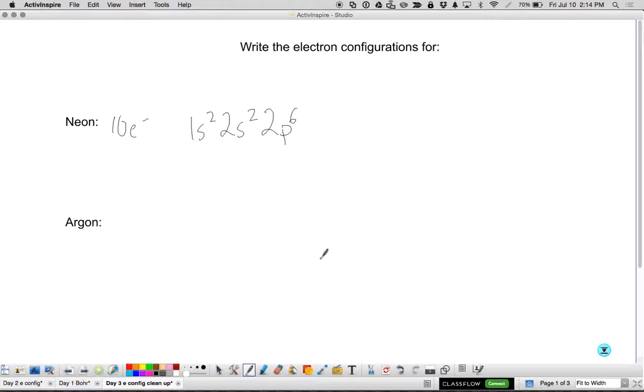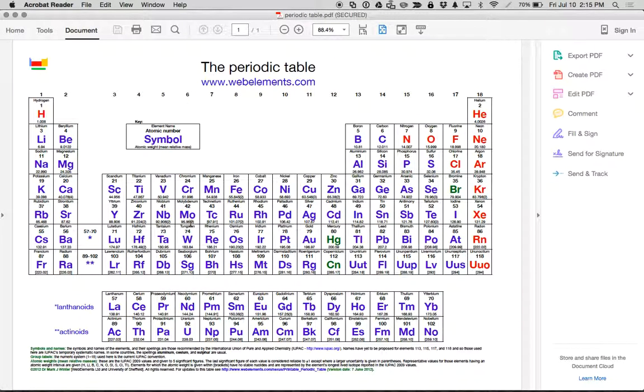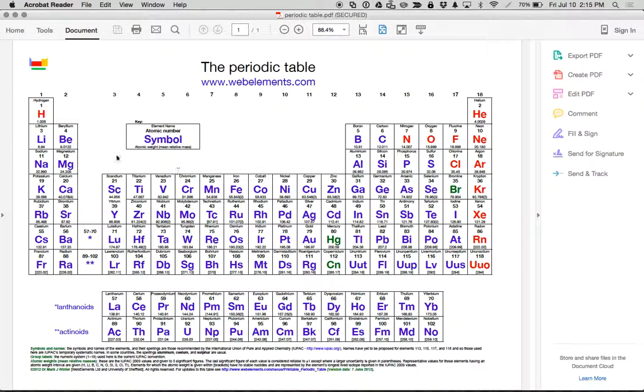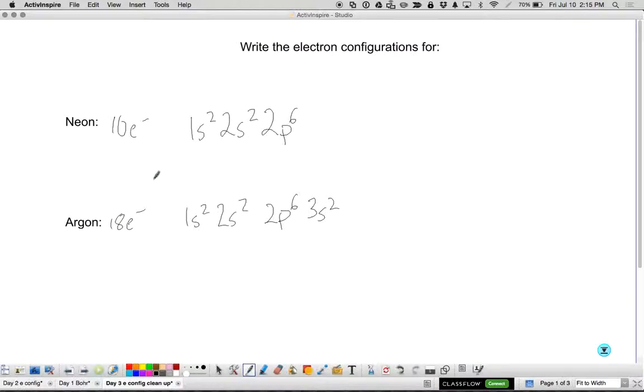That's perfect. Okay. Now argon has 18, and that's 1s2, 2s2, 2p6, 3s2, and after 3s comes the 3p, and in the 3p, let's see, we're at 2, 4, 10, 12, we need 6 more, perfect, 3p6.